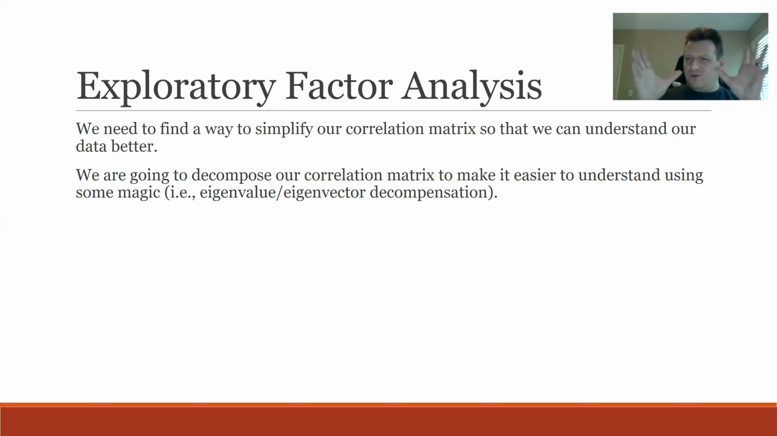Okay, so we need to do something to simplify this matrix of items. So we're going to use some matrix math. It's called eigenvalue eigenvector decomposition. You don't need to know that.